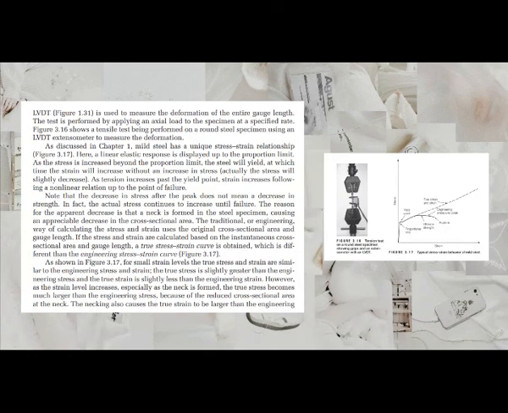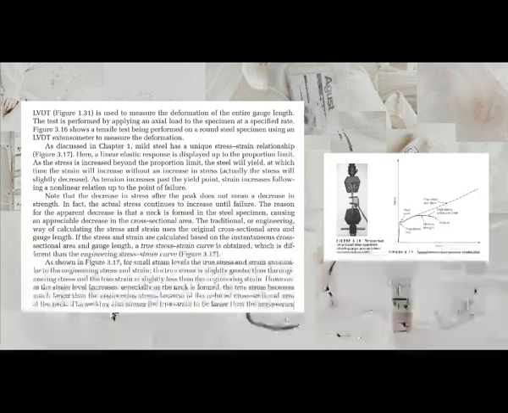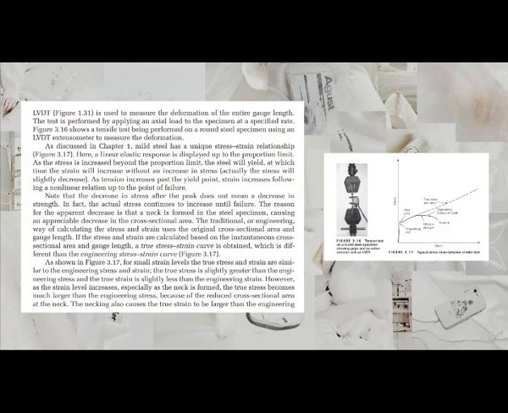As shown in Figure 3.17, for small strain levels the true stress and strain are similar to the engineering stress and strain. The true stress is slightly greater than the engineering stress and the true strain is slightly less than the engineering strain. However, as the strain level increases, especially as the neck is formed, the true stress becomes much larger than the engineering stress because of the reduced cross-sectional area at the neck. The necking also causes the true strain to be larger than the engineering.